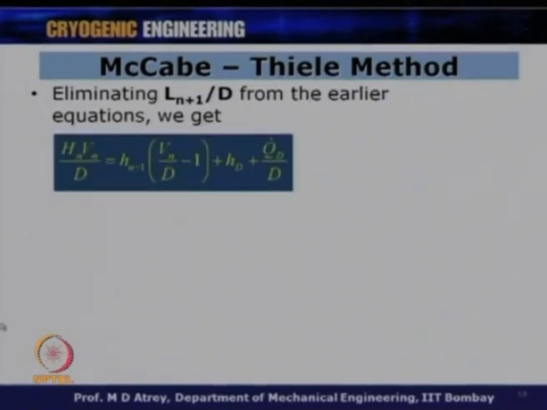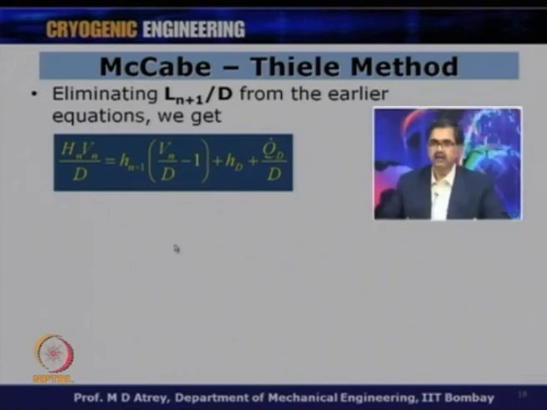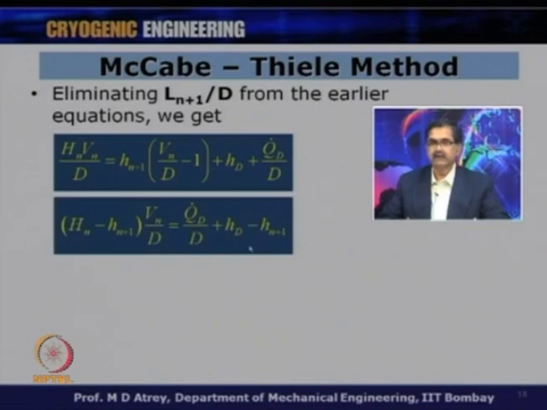What you get is this. So, now you have two terms which have Vn by D common, and doing that I will get an expression like this, taking the capital H and small h difference, that is, the enthalpy difference between the vapor and the liquid, times Vn by D, and you have all the energy terms over here.